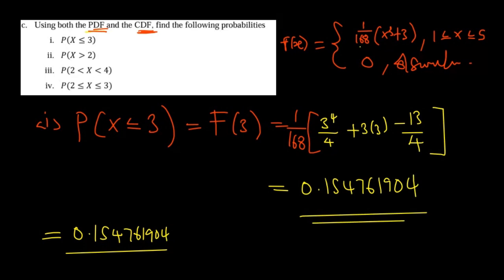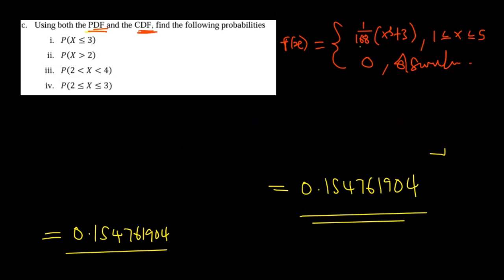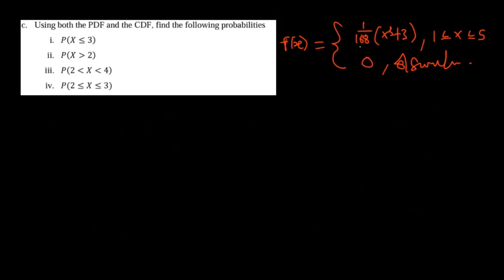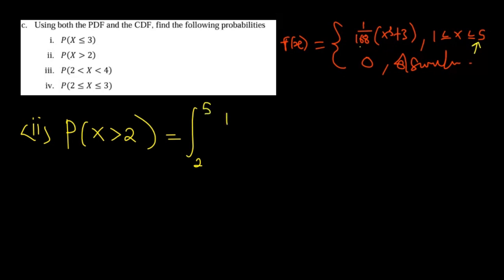So let's calculate the second one. We're also going to use the two methods that we've had. Now on number 2, they're saying find the probability that x is greater than 2. So what is this probability that x is greater than 2? This is just the probability from 2 all the way to the highest value in this interval, which is 5. And then I put my PDF there. So this is the PDF method: x cubed plus 3, and then dx.